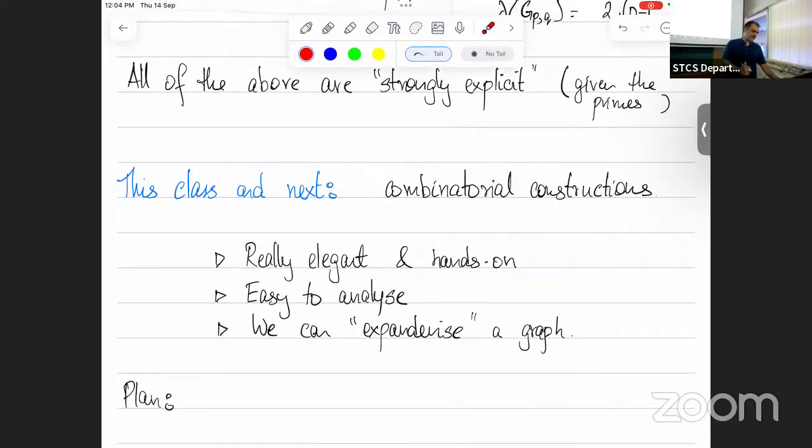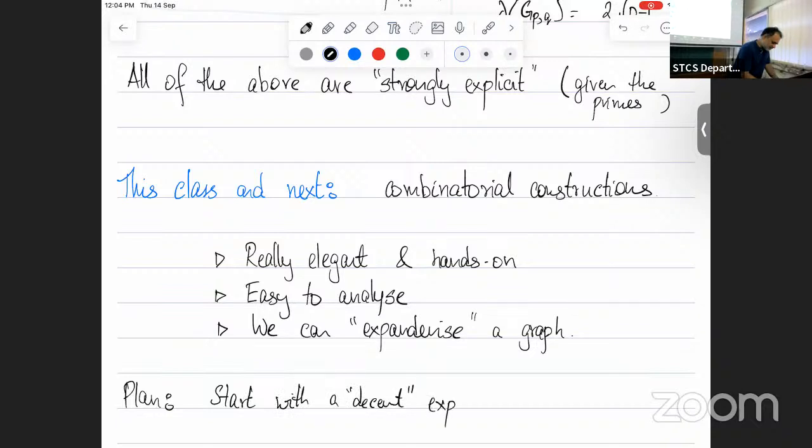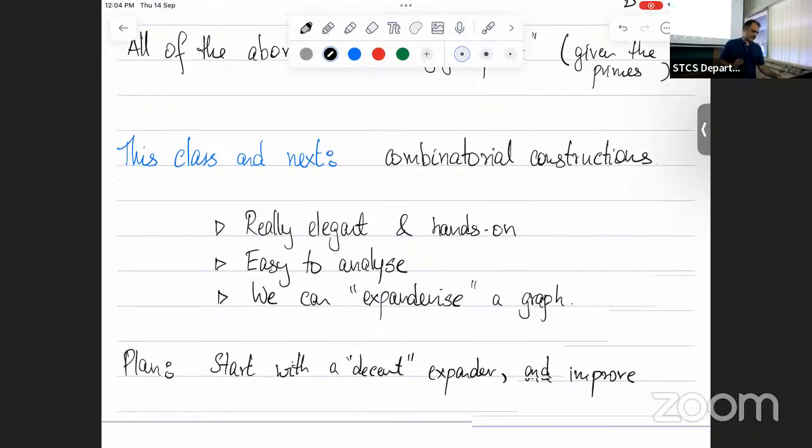Okay. And the rough plan is basically the following. We'll start with a decent expander and improve. And we can be very loose about what we mean by a decent expander. You can start with a cycle. I just want there to be some spectral gap. And we're going to come up with a series of operations that allow us to increase the number of vertices, keep track of the degrees, improve your spectral gap, etc. And eventually our goal is to put all of this together to build the family of graphs that we want. Okay, so that's going to be the thing.